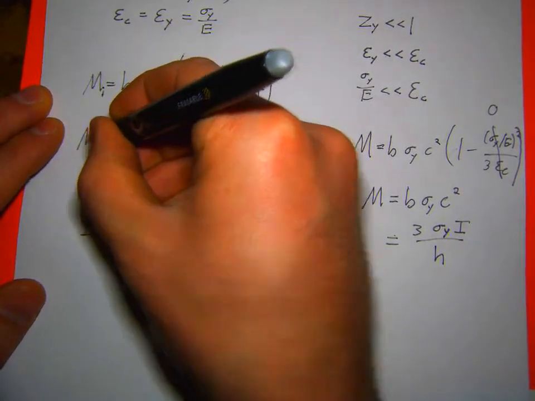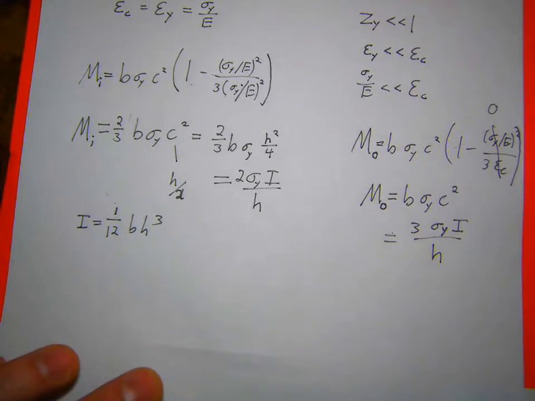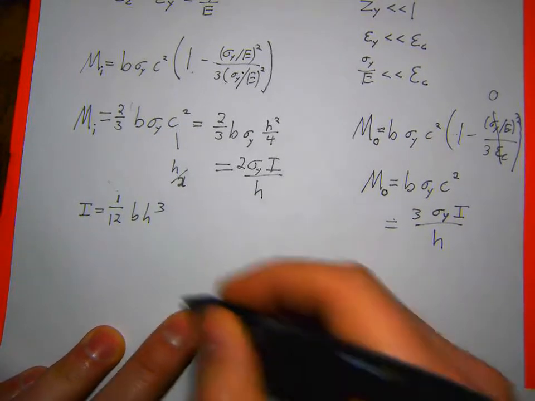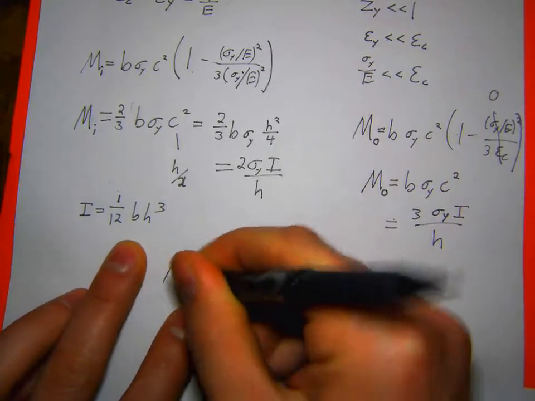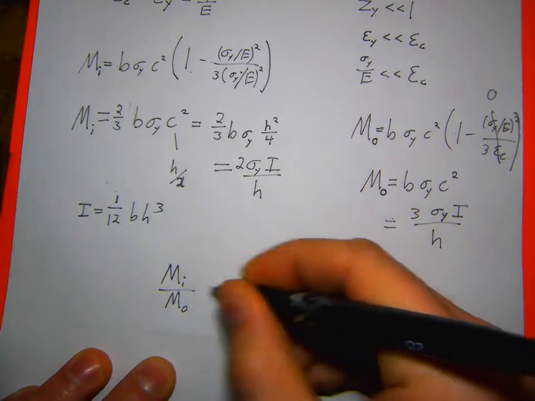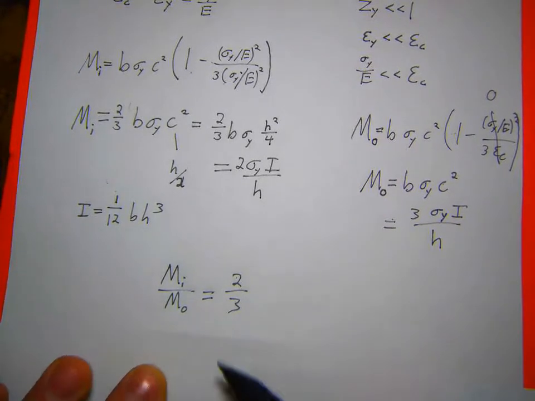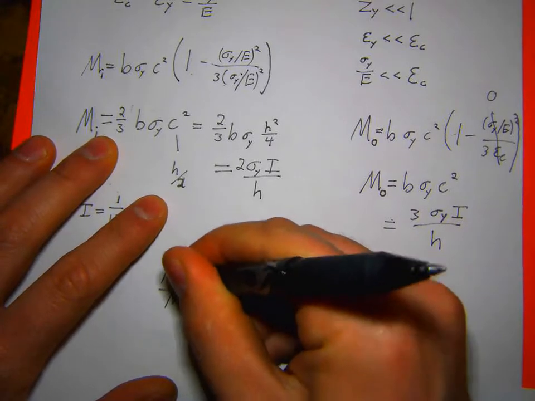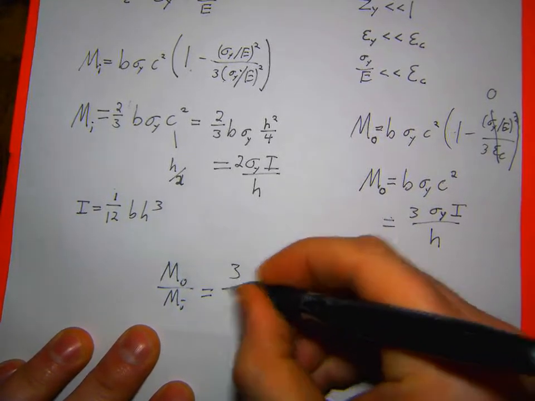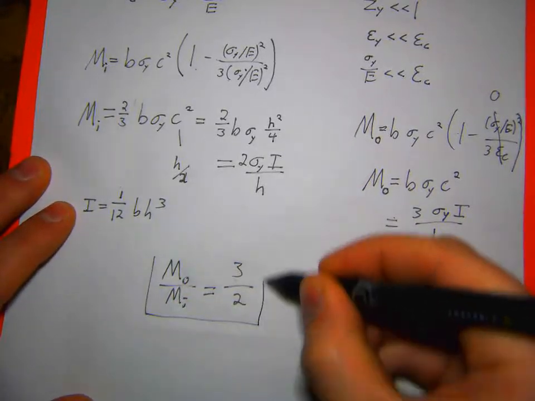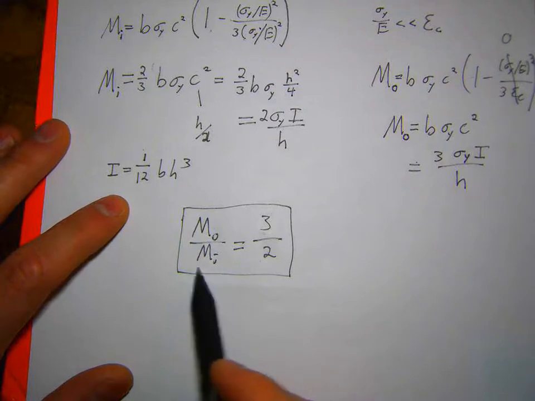And so now I can figure out the relationship between my bending moments, my M I over M naught. So the additional moment that I can apply, it's just 2/3, or 3/2 if I look at it the other way, which might make more sense. So now for an elastic, perfectly plastic beam, I can figure out what applied moment I need to start yielding. And then if I apply a moment that's 50% higher than that, I will have fully plastically deformed the beam.